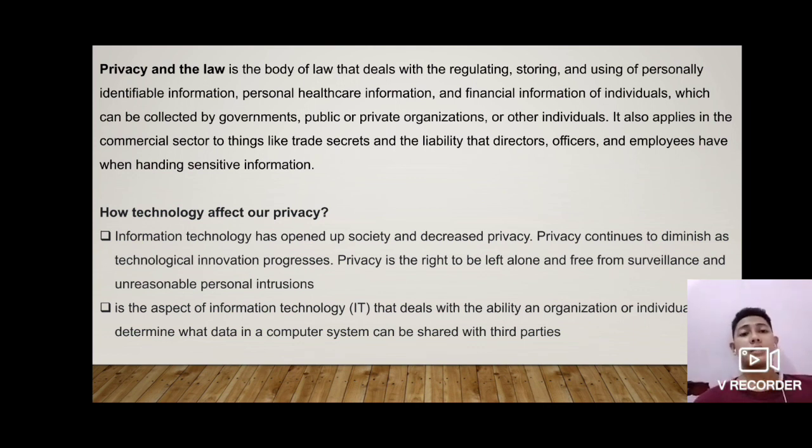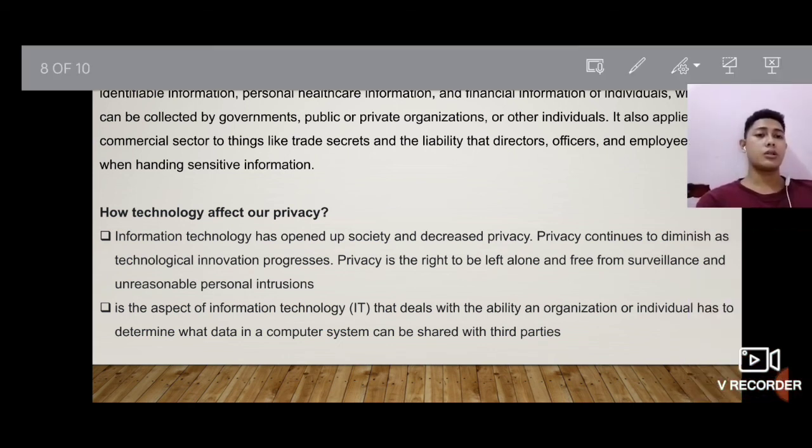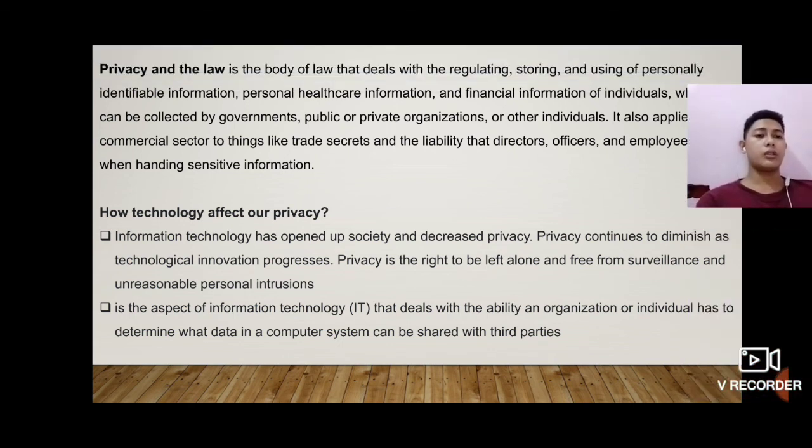It is the aspect of information technology or IT that deals with the ability an organization or individual has to determine what data in a computer system can be shared with third parties.